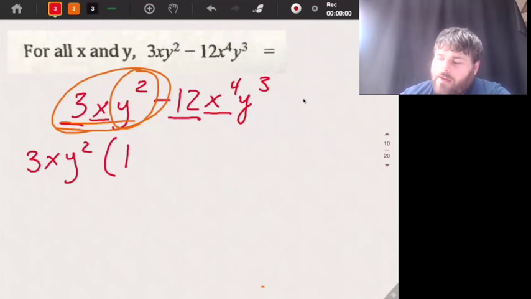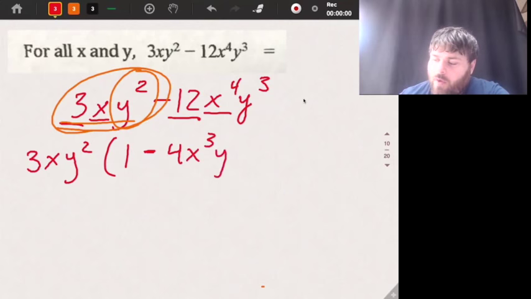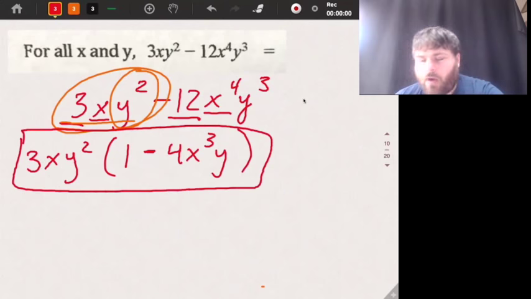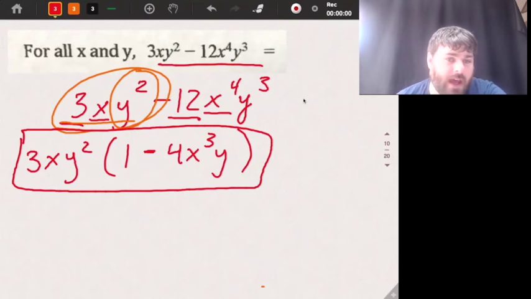All right, when I factored out that 3, that left me a minus 4. There were 4 x's originally, but I pulled one of them out, so that leaves 3 behind. And then I pulled out 2 y's, which leaves 1 y. So this is the equivalent expression for all x and y. 3xy squared minus 12x to the 4th y to the 3rd is equal to that.